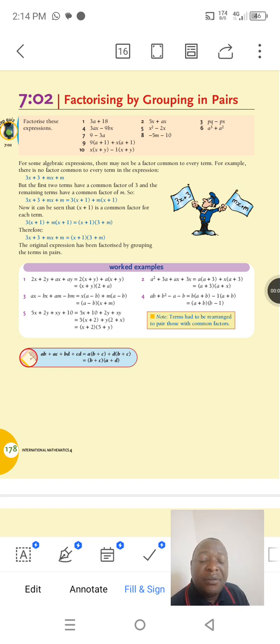Now, again, looking at what is in the bracket is common, so we factorize it out, and the expression becomes a plus 3 in brackets into a plus x.